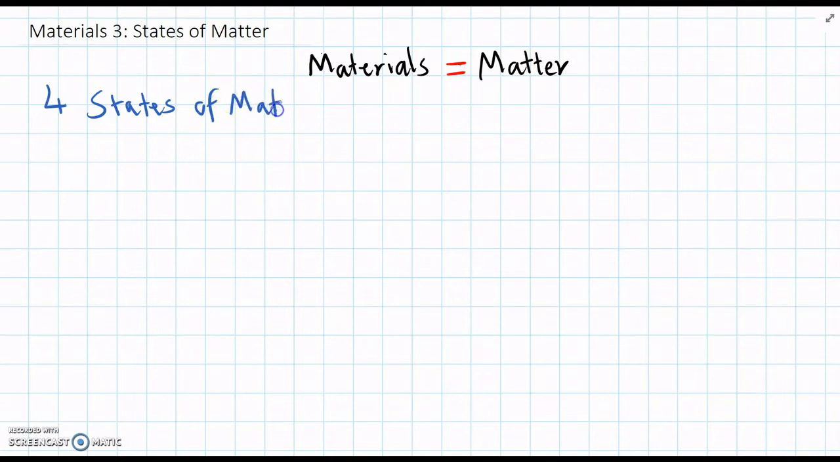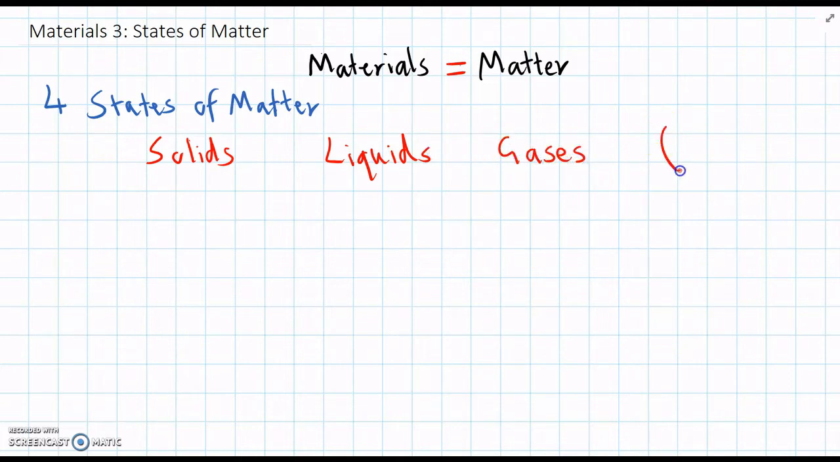So there are four main states of matter. And they are solids, liquids, gases, and the fourth one is plasma, which we're not going to talk about any further today, but we will learn about that more in the future.